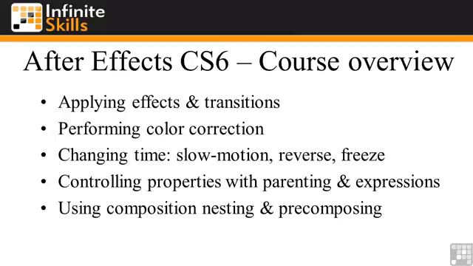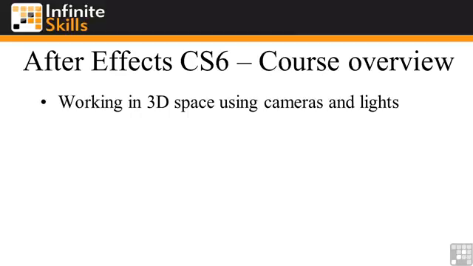We'll use what's called composition nesting and precomposing. This is a hierarchy that you can set up to help you organize your workflow. So you can take a composition and nest it in another composition, or you can select a bunch of layers in one composition and turn that into a single composition. If that sounds a little confusing, it'll make a whole lot more sense when we talk about that in that chapter. Finally, I'm going to discuss 3D.